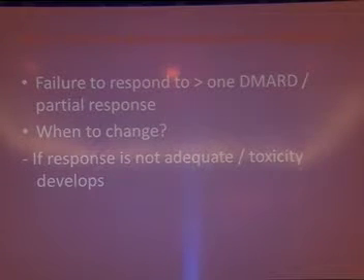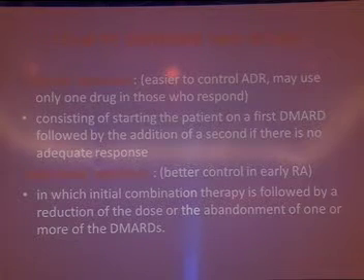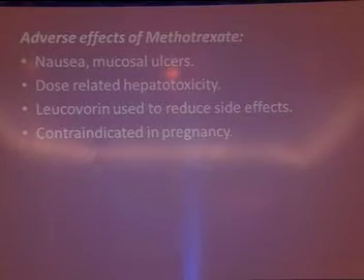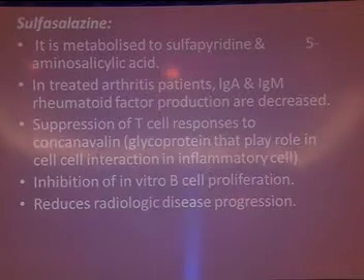So, who should we put on DMARDs? Who should we put on the combination of DMARDs? Those who fail to respond to one DMARD or have a partial response. When to change if response is not adequate or toxicity develops. Now, how to combine two drugs? There can be a step up approach or a step down approach. Now, there are many adverse effects of these DMARDs.